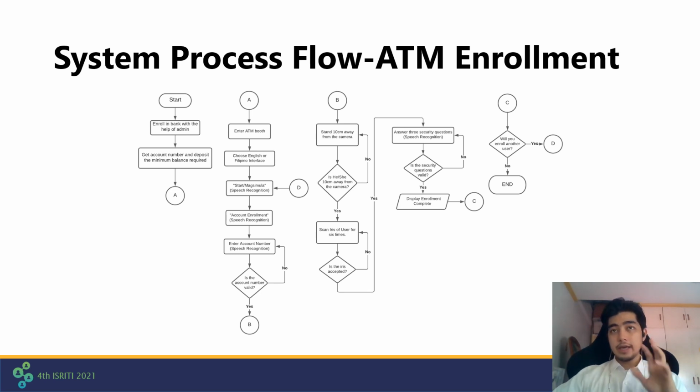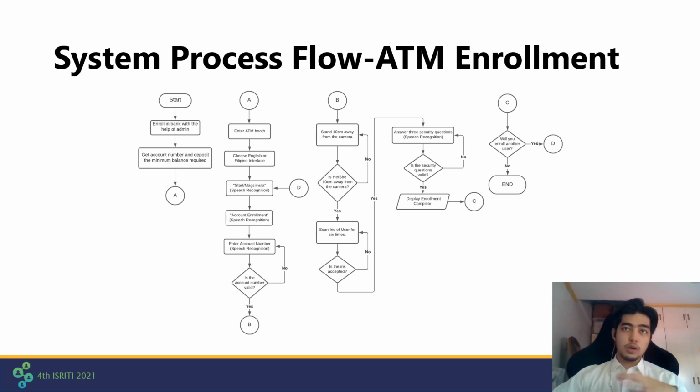When they enter the booth, the first thing they need to do is choose a language interface, which can be done by saying the start command for the English interface or magsimula command for the Filipino interface. After they choose the language interface, the screen will prompt the different types of services that they can use, which in our case are withdrawal, balance inquiry, and account enrollment.